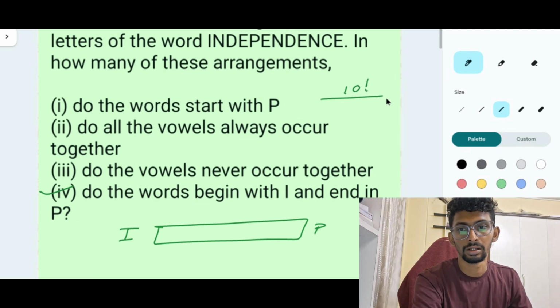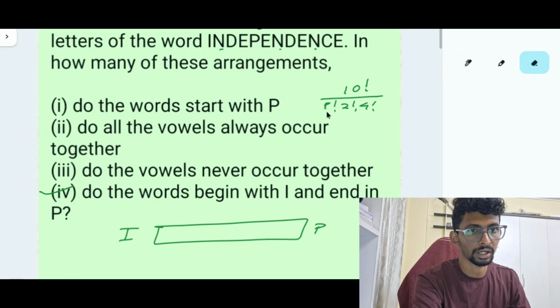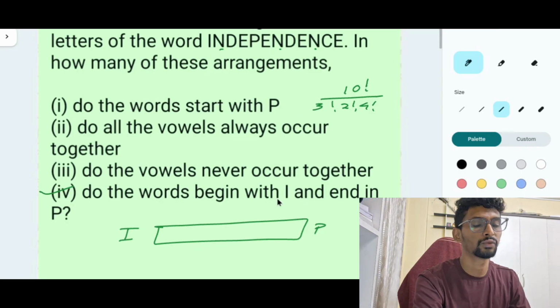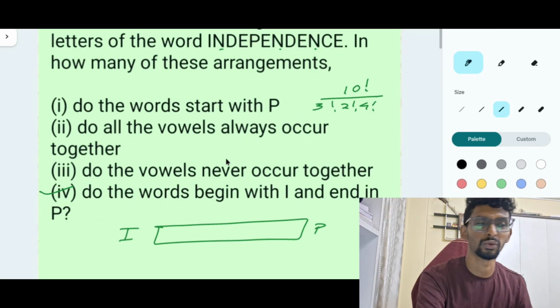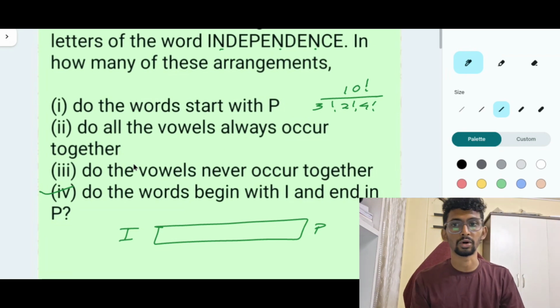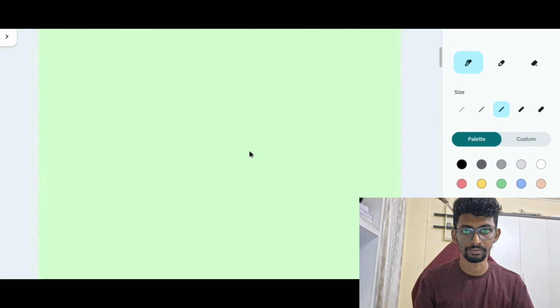divided by. So in these 10 letters, what is repeating? N. Again, divide by 3 factorial. Then D is repeating 2 times, so 2 factorial, and E is repeating 4 times, so 4 factorial. So that means 10 factorial divided by 3 factorial into 2 factorial into 4 factorial. This is the answer of the fourth one. So any doubt in this question, you can ask me in the comment box. I am moving to the next question.